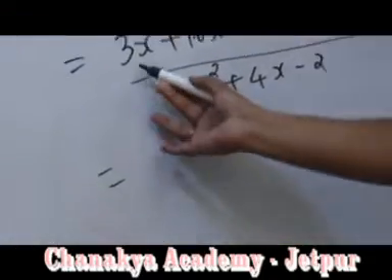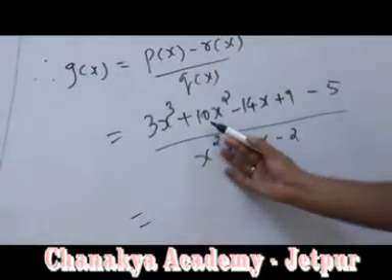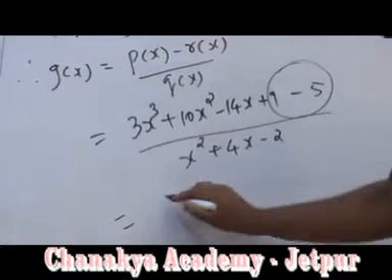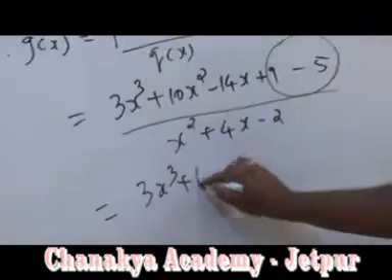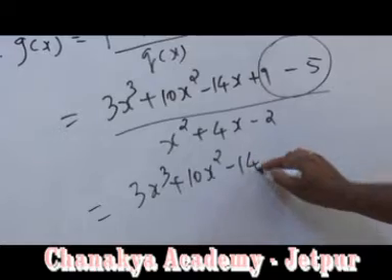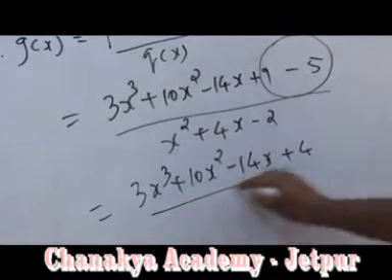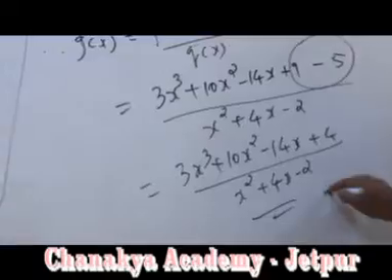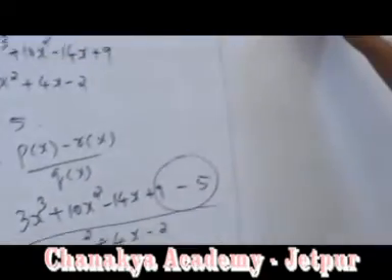Here there is no like term for 3x cube, no like term for 10x square, no like term for minus 14x, just 9 minus 5 will give us 3x cube plus 10x square minus 14x plus 4, divided by x square plus 4x minus 2. Now the last step will be long division.